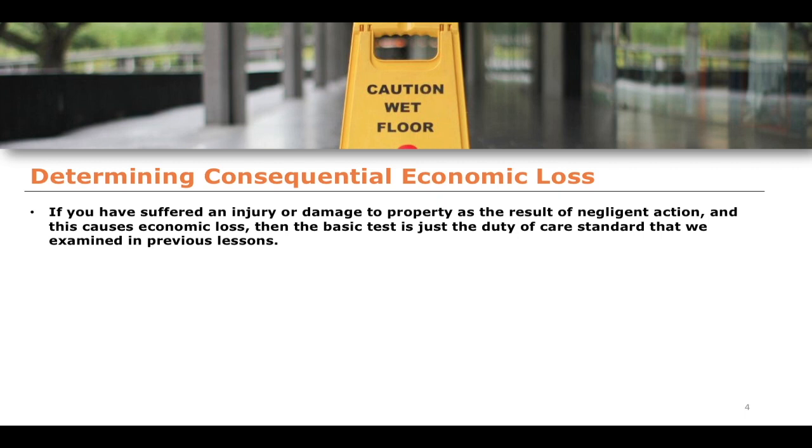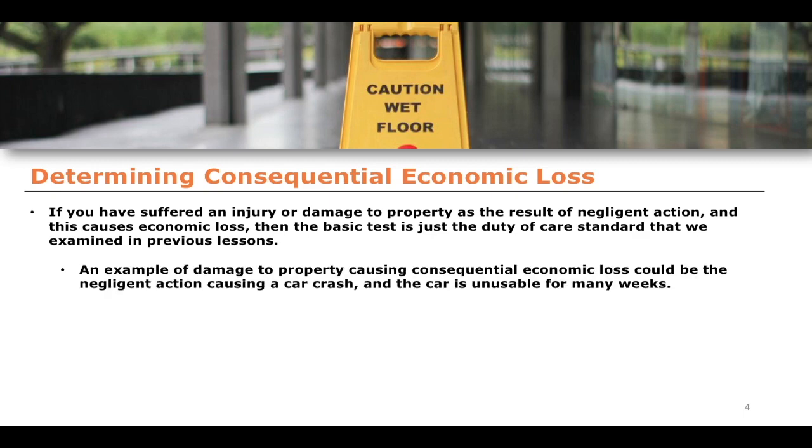It is then therefore represented as a type of economic loss which is very similar to any other kind of damage that is caused by negligent action. So, for example, damage to property which causes economic loss could be negligent action caused by a car accident, where the car is therefore unusable for many weeks or even is written off entirely.